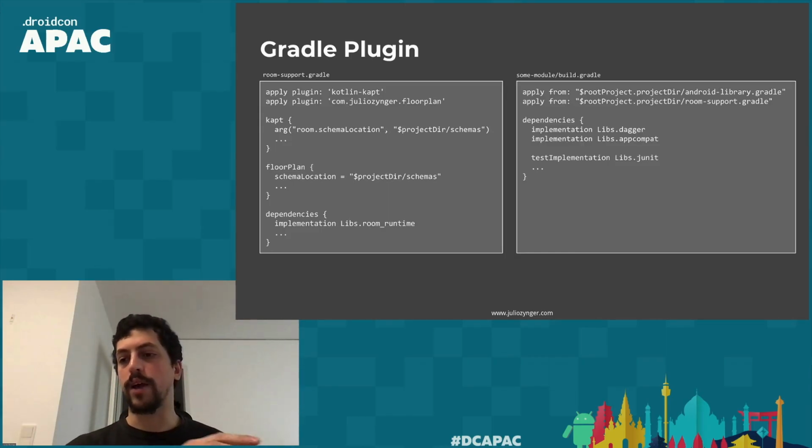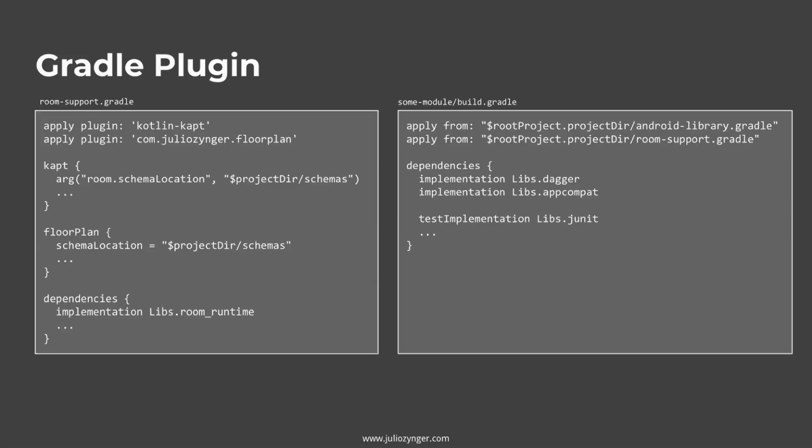And that means that when you're actually writing feature code, as a feature developer, all you need to do is apply that room support Gradle file to your Gradle script, which is what you see on the right side of the slide. And then you don't need to worry about specifying these blocks over and over again, right? So by doing that, we keep the Gradle files for the feature modules really, really lean, really simple. But also we encapsulate all of the configuration that is related to Room, exporting the schemas, or related to FloorPlan, for example, to ingest these schemas and standardize where things are going to sit, right? Where the schemas are going to be put and where the diagrams are going to be generated.